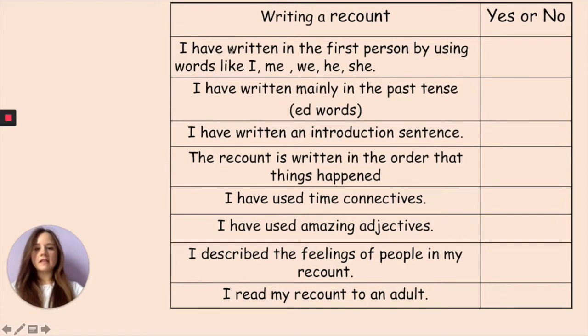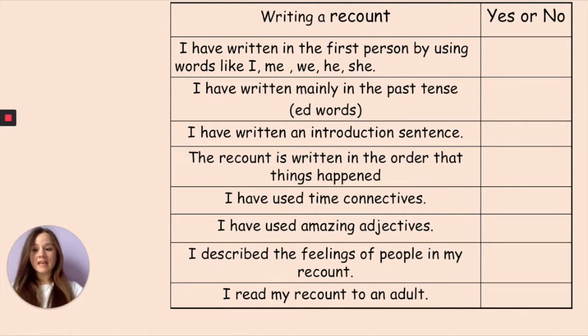Writing a recount. These are all of the different things that we need to do to make sure that we've done some amazing writing. So number 1, I have written in the first person. That means that you're using words like I, me, we, he, she, things like that. I have written mainly in the past tense, so you are using your ed verb words. I have written an introduction sentence. The recount is written in the order that things happen. You have used your time connectives. You have used amazing adjectives.